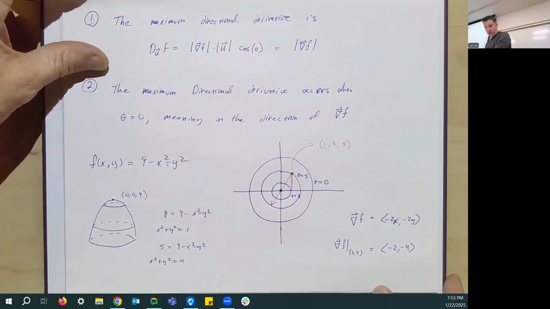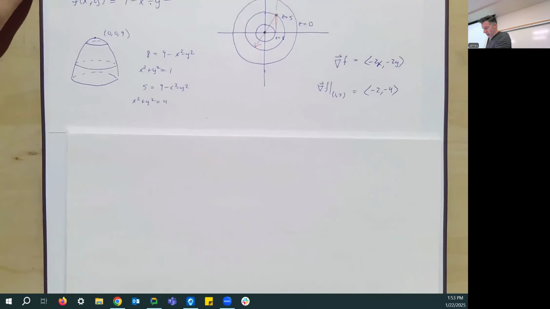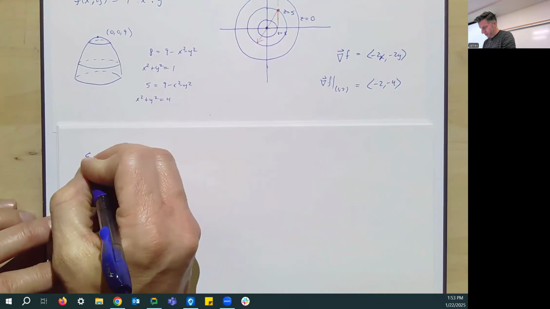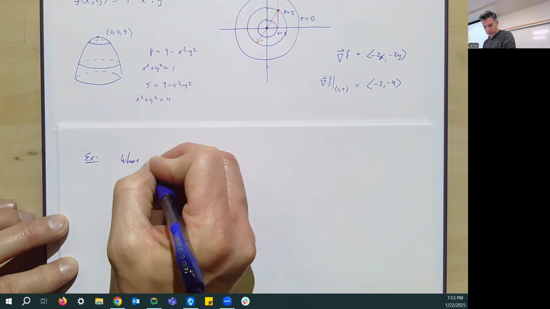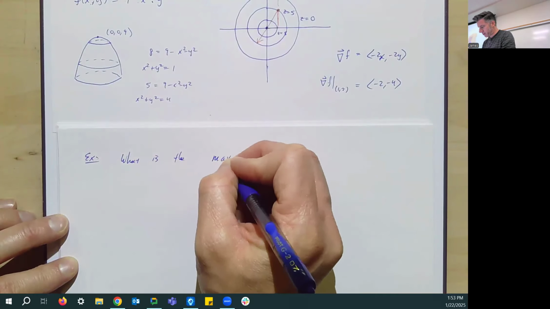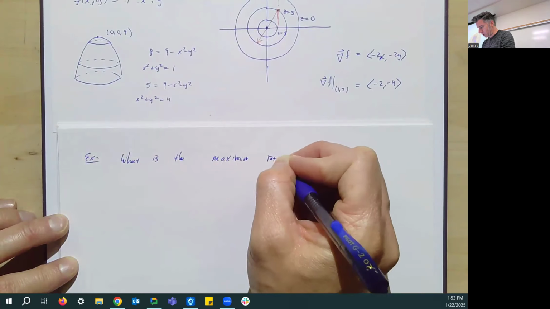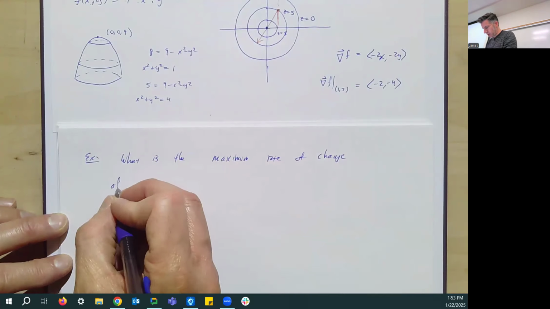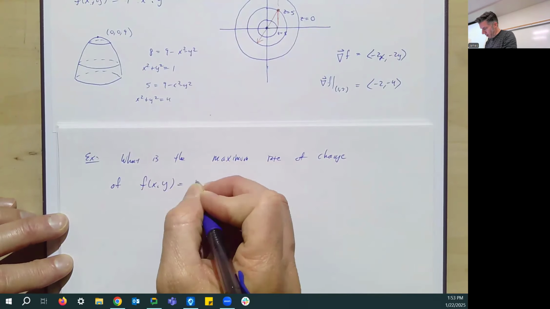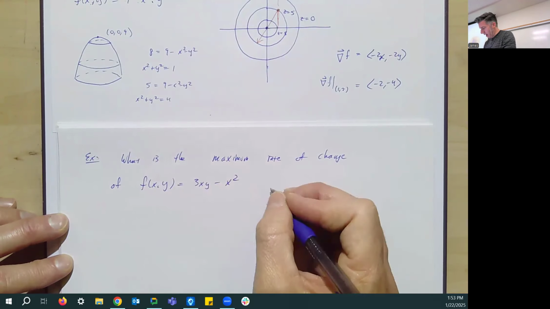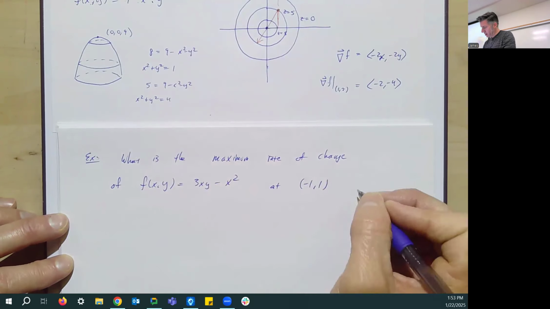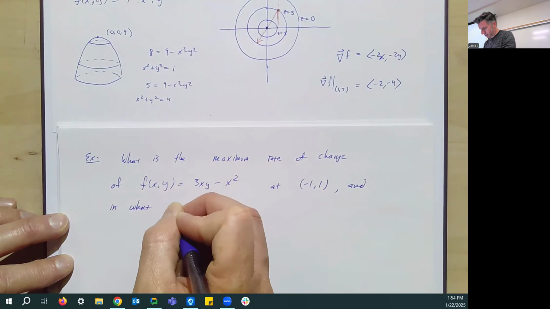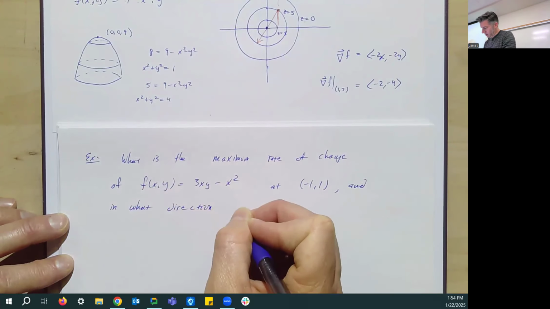Now let's ask some interesting questions. Question: what is the maximum rate of change, slope, derivative, whatever you want to call it, of the function f(x, y) equal to 3xy minus x squared at the point (-1, 1), and in what direction does this occur?